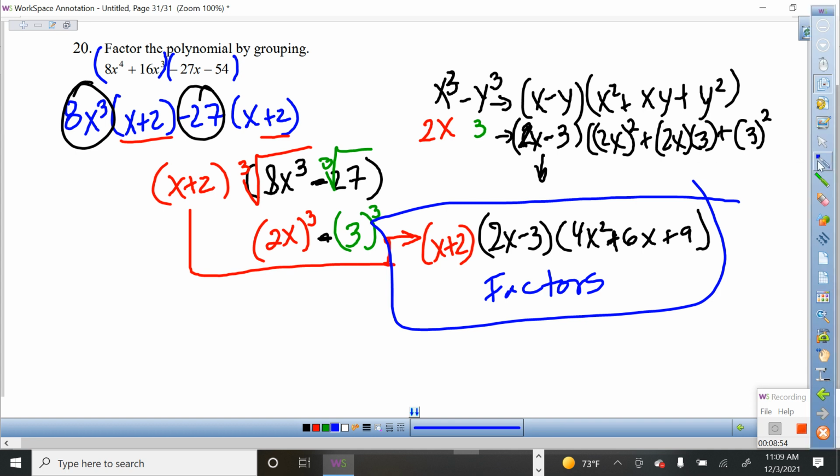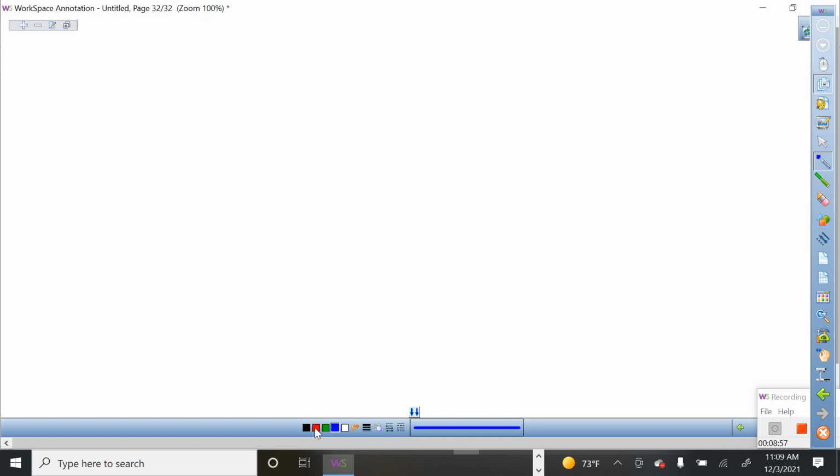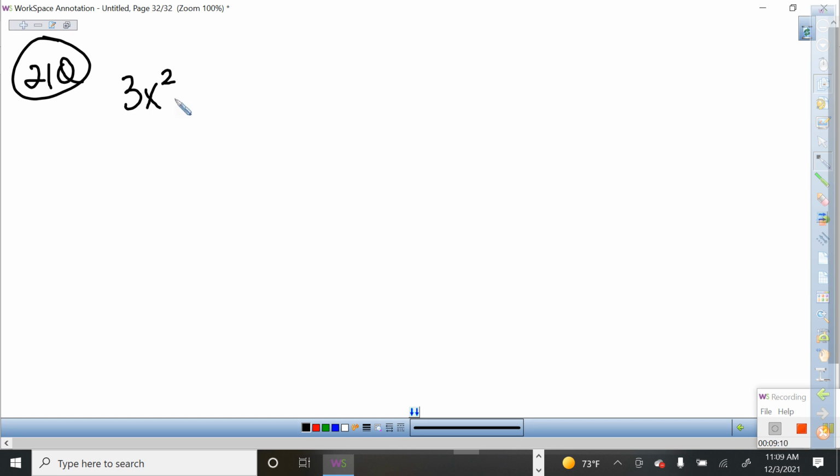Write down example 21Q. Write this down: 3x squared minus 7x plus 4 divided by x plus 3. This one we're going to do by long division.